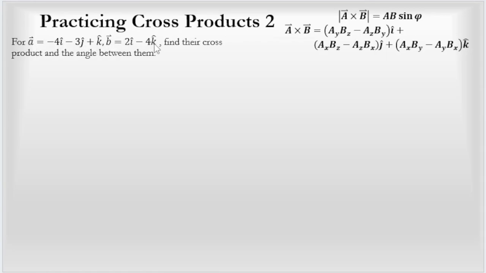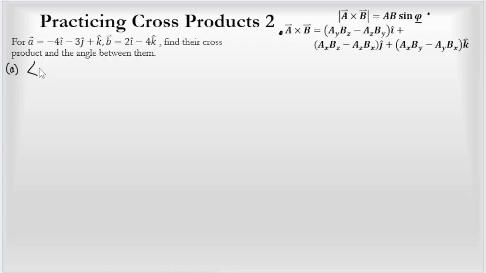For A equals that and B equals that, find their cross product and the angle between them. Okay, so I know how to find a cross product given the components. I'll just use the second equation, and then it seems like I need to use the first equation in order to figure out what the angle is. So that's my general strategy. So let's just find the cross product.